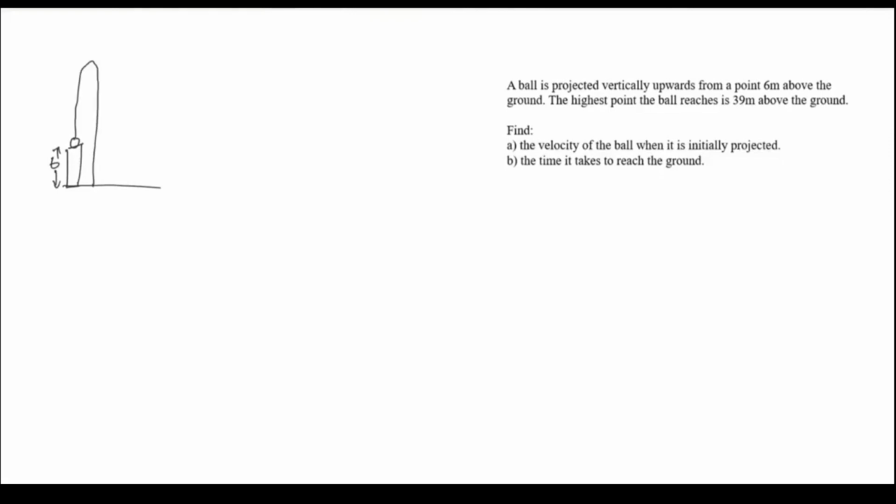So, initially this ball starts on a platform 6 meters above the ground. This is its flight path, and it's moving in an upwards direction to begin with. We're told that the highest point the ball reaches is 39 meters above the ground. On the diagram, that means it's going to travel another 33 meters from its starting point. I phrase it like that because we know with SUVAT, we must consider displacement, not the height above the ground, but the displacement from the starting point to the end point that we're interested in. From where the ball starts to its highest point is going to be 33 meters.